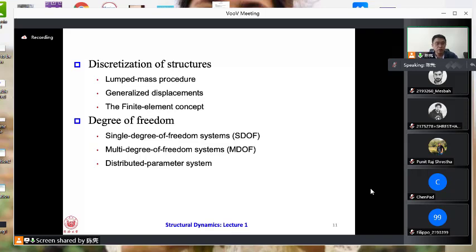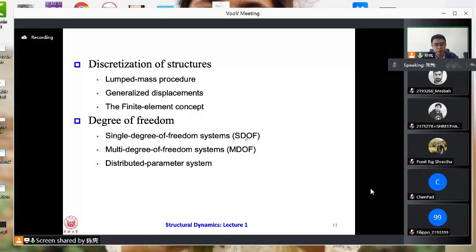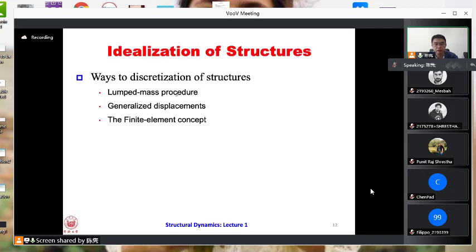And there are basically three ways to model the structure. One is the lumped mass procedure, the other is what we call generalized displacement or generalized coordinates. And then the third one is what we call the finite element concept. And along with these three methods or procedures, we have the concept called degree of freedom, okay? As single degree of freedom, multi-degree of freedom, distributed parameter systems. This is coupled, so we discuss this together. So these are three ways to idealize the structure.